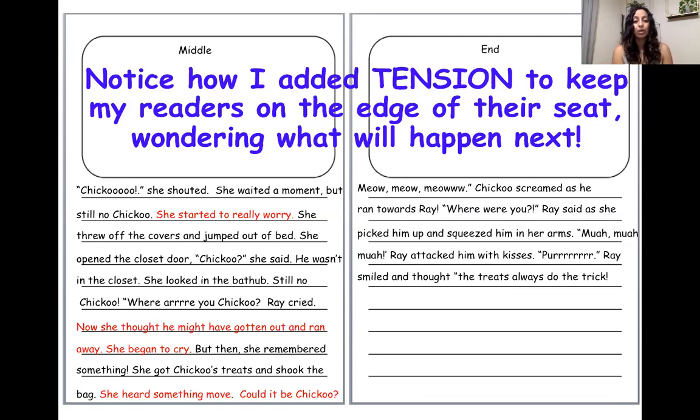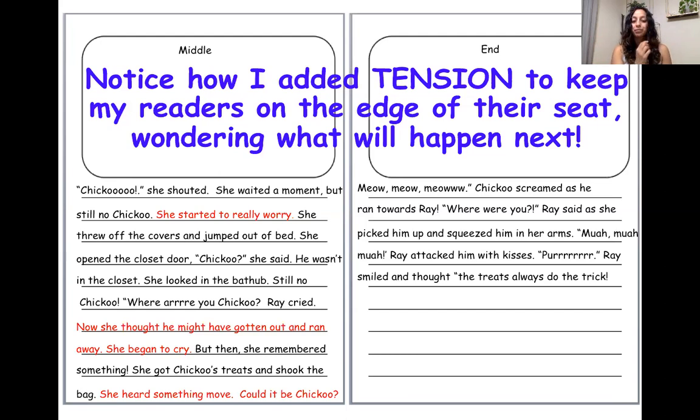Still no Chiku. "Where are you, Chiku?" Ray cried. Now she thought he might have gotten out and ran away. She began to cry. So right there, I added tension. Right there, with just those two sentences, you think for a moment, oh my God, did Chiku run away? Is she ever going to find Chiku again? It makes you wonder and question what's going to happen in the story, and it makes you want to read the rest of the story to find out if she finds Chiku, to find out what happens.